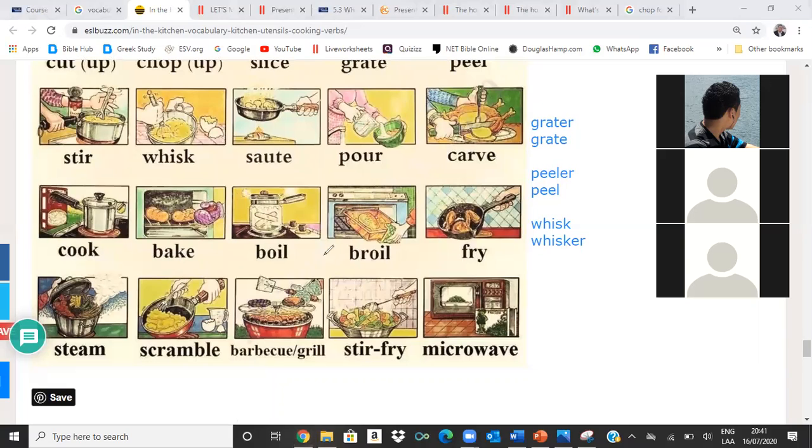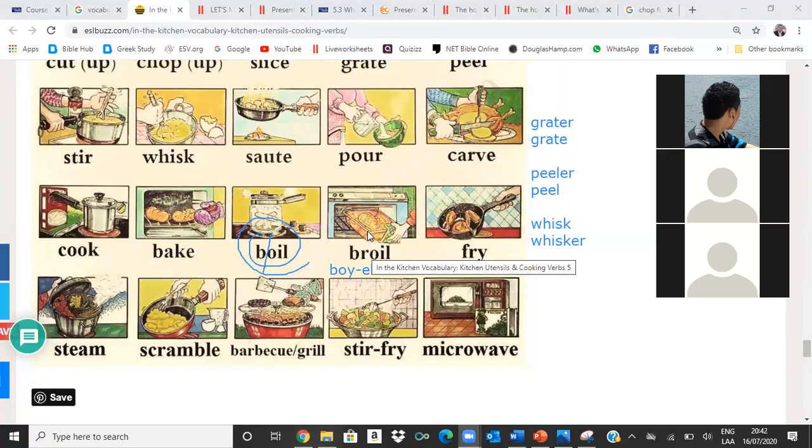Okay. Boil. Repeat. Boil. It's like, aquí tiene la palabra oil, como aceite, then you put B. Boil. Suena como boy and L. Very, very good. The next one is broil. Broil.